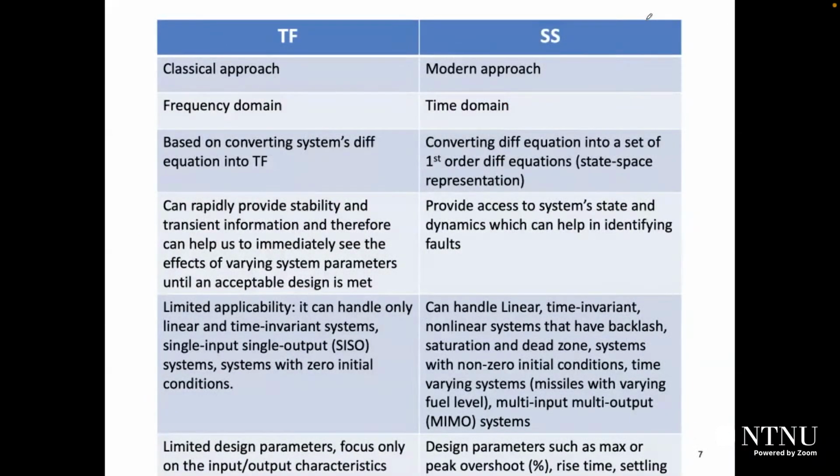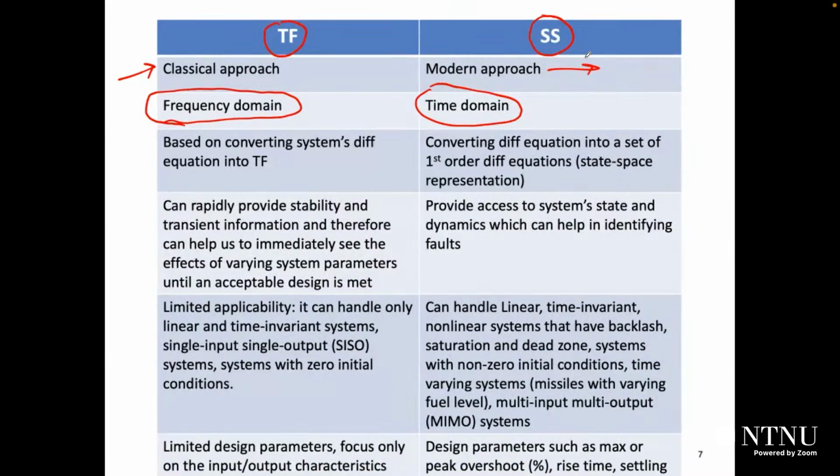So what is the difference if we compare transfer function representation and state space representation? State space representation, we can say it's SS. With the transfer function, you are working in the S domain, the frequency domain. When your system is represented as a transfer function, you need to know that we are working in the frequency domain, but with state space representation, we are working in the time domain. Transfer function, in the frequency domain, is the classical approach, while state space representation is a modern approach.